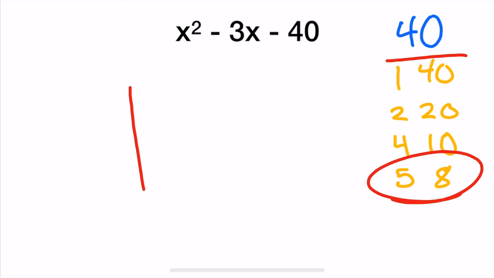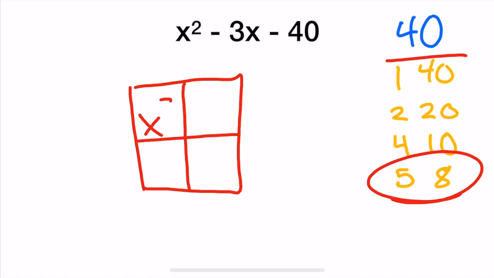So we do our box. X squared, negative 40. Now, in this case, 5x and negative 8x, because we have to have the larger number be negative so that we can end up having a negative 3.